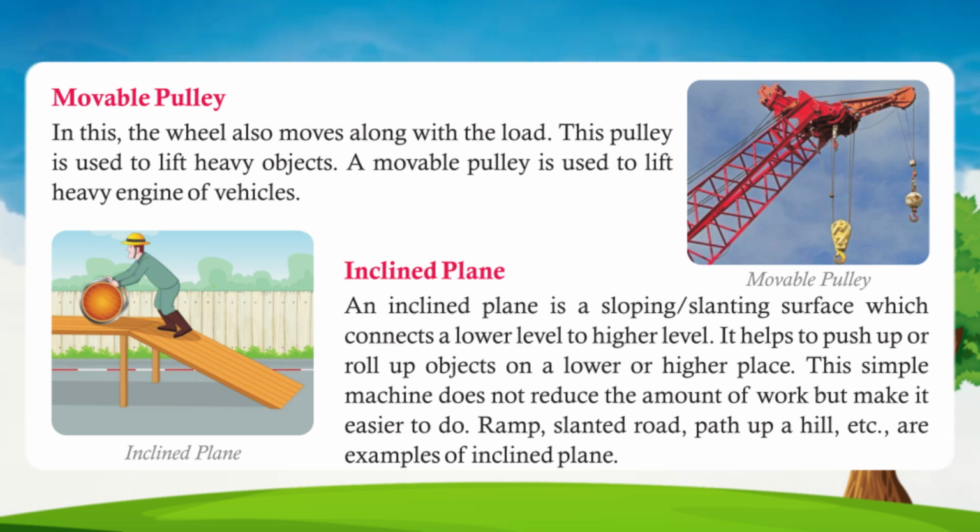Inclined plane. An inclined plane is a sloping, slanting surface which connects a lower level to a higher level. It helps to push up or roll up objects from a lower to a higher place. This simple machine does not reduce the amount of work but makes it easier to do. Ramp, slanted road, path up a hill, etc. are examples of inclined plane.